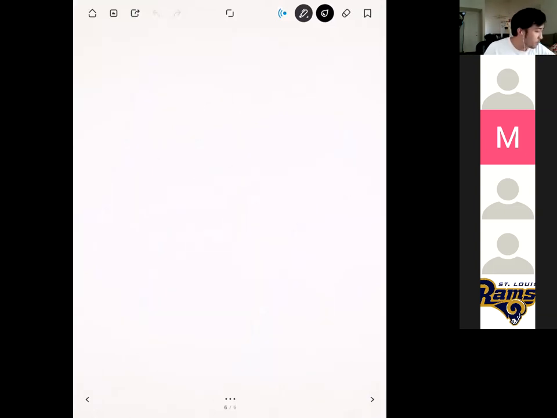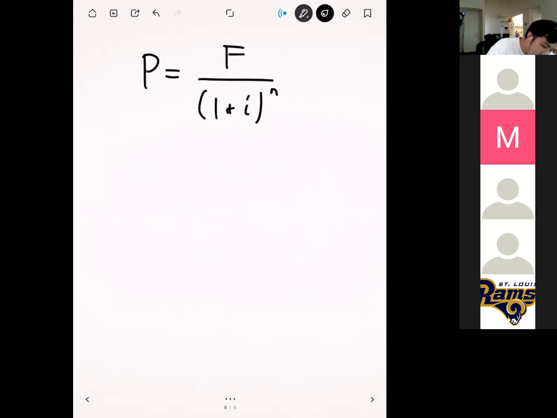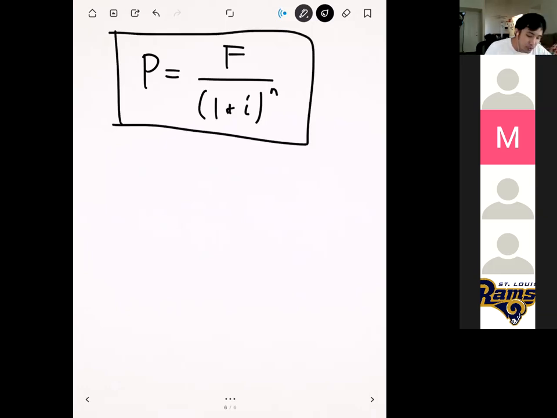Okay. So that's the F is equal to P formula, but it can also be useful sometimes to manipulate this formula, right? So if we move the interest part over into the denominator, we can have P is equal to F all over 1 plus I raised to the n power. And so the names of all these symbols are the same, but I just rearranged it so that now we're solving for P instead of F.